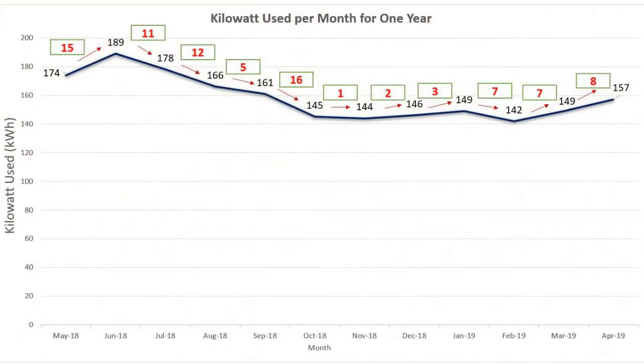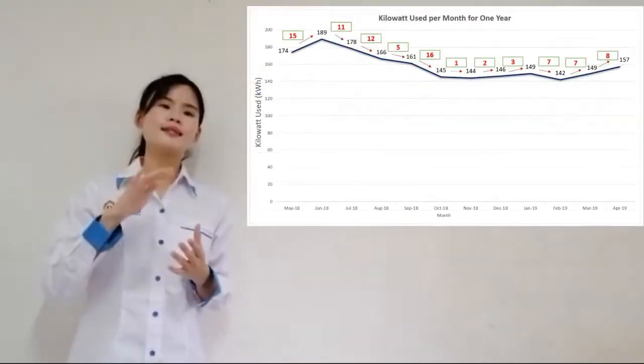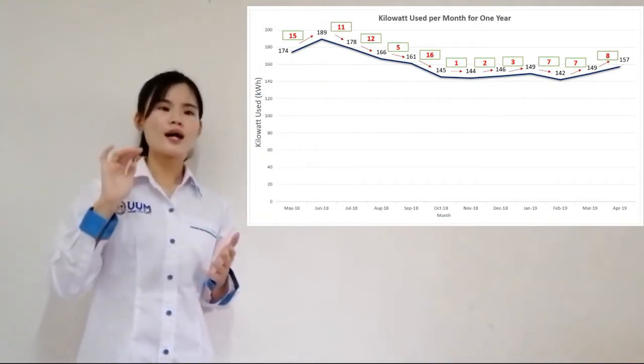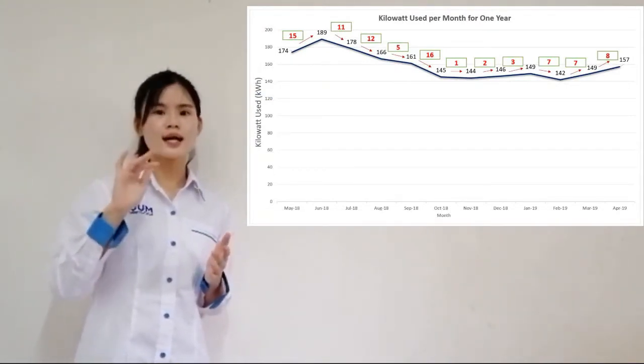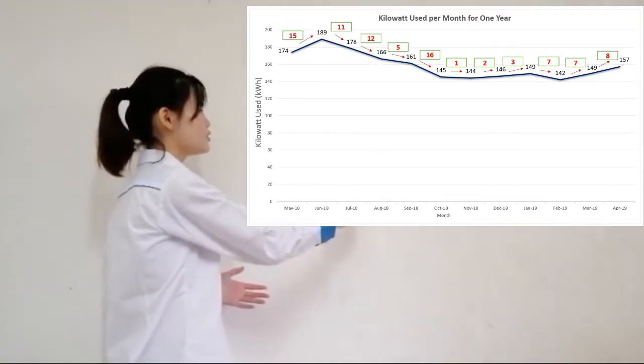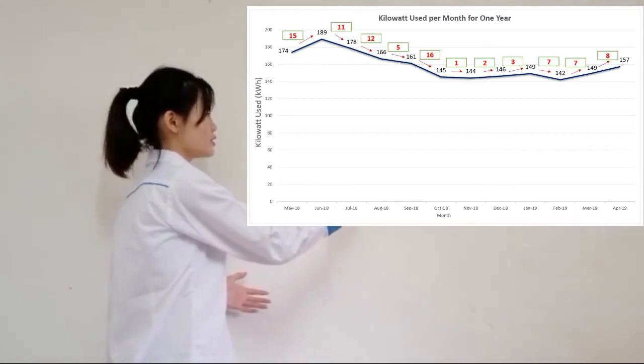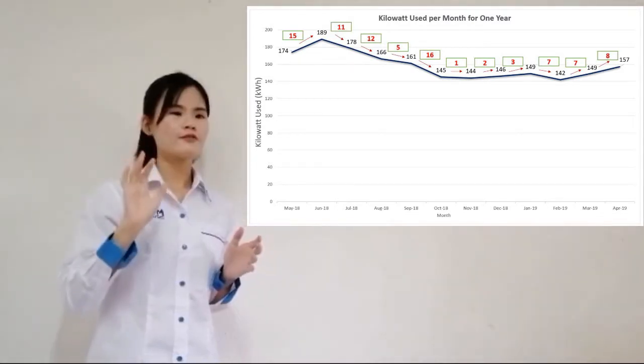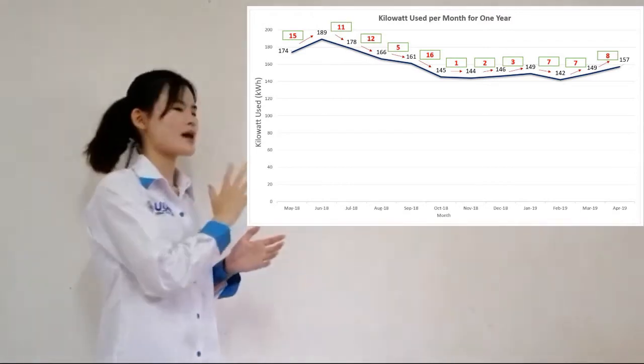To show the variable of kilowatt used for 1 year in the household, it was 174 kilowatt in May of 2018 and it increased to 189 kilowatt in June of 2018. The line graph declined from 189 kilowatt to 144 kilowatt from June of 2018 until December 2018, which has decreased 45 kilowatt in these 5 months.